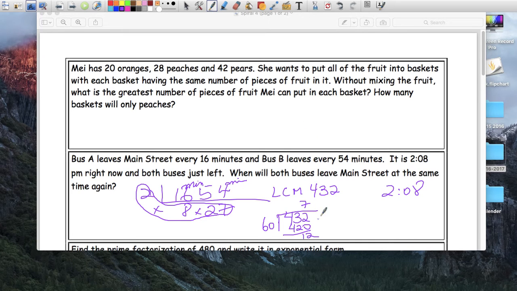So 432 minutes is the same thing as 7 hours and 12 minutes. So if it's 2:08 right now, 2 plus 7 gives me 9 hours, and 8 minutes plus 12 minutes gives me 20. So at 9:20. Assuming it's 2:08 p.m., if another 432 minutes passes, you're going to be at 9:20 p.m. So the next time that both of those buses will be at Main Street, leaving at the same time, will be at 9:20 p.m.